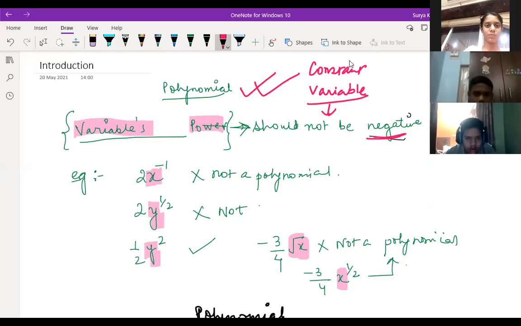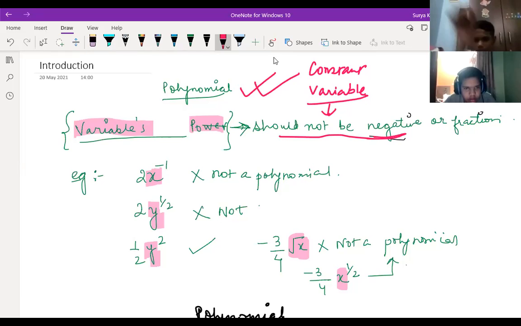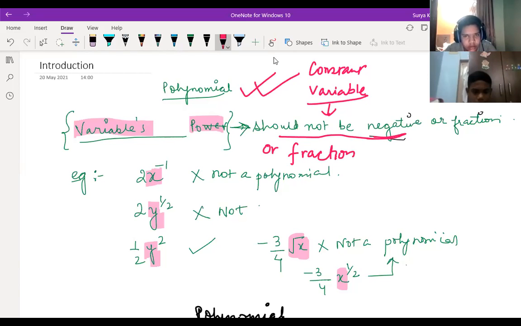So see, variable power should not be negative, or you can write fraction, okay? Variable power should not be negative or in fraction.